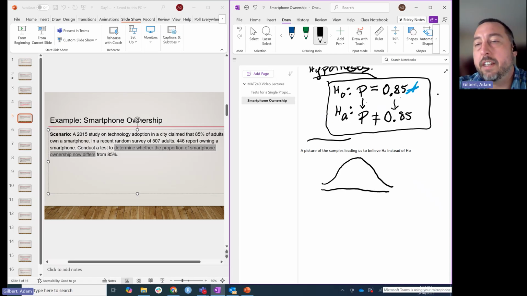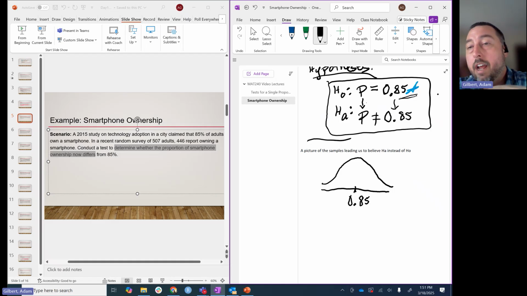We are assuming, again, that the population proportion is 85%. 85% of adults own smartphones. So we'll put that in the center of our sampling distribution. If you remember, the central limit theorem said for proportions, the distribution of sample proportions will tend to look like the normal distribution, which is centered at the population proportion, here 85%, and it has a standard deviation or a standard error that we can calculate. And we'll see how to calculate it later on.